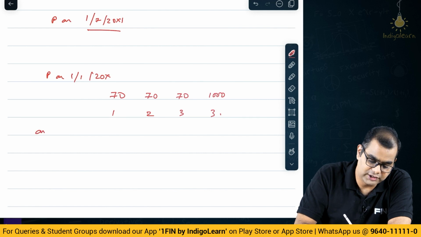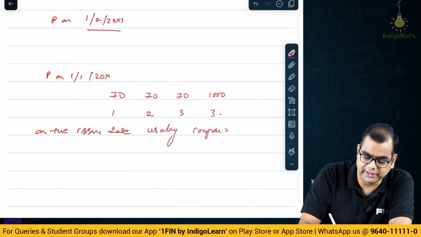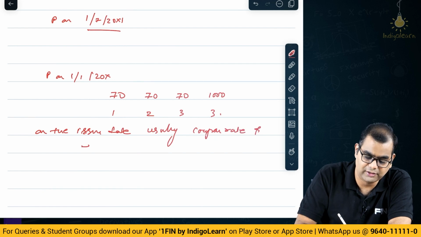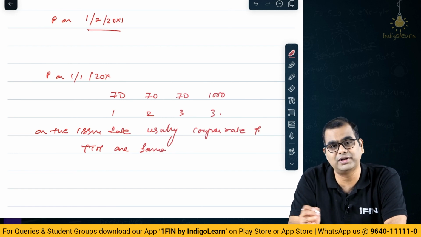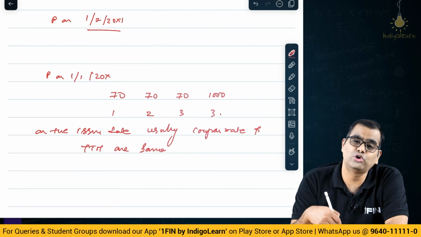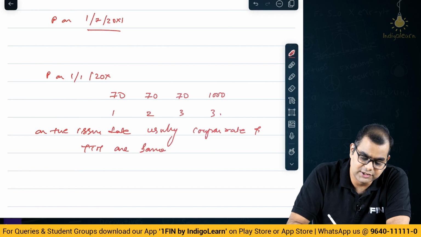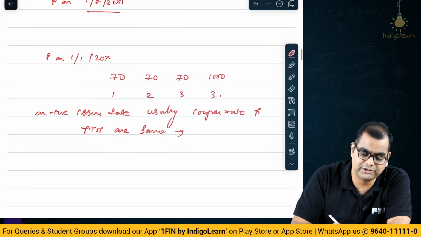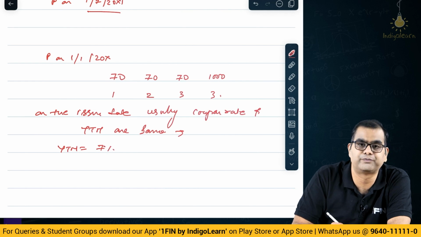Now, on the issue date, usually coupon rate and YTM are same. See, because you are issuing the bond, you know what is the yield of a similar instrument in the market. So, you will put the coupon as equal to the yield, because you are the company who is issuing the bond. So, they are same. So, what will happen to this? YTM is equal to 7%.